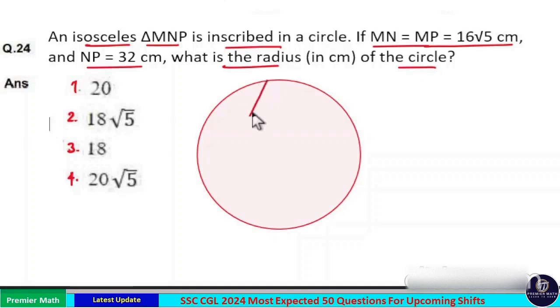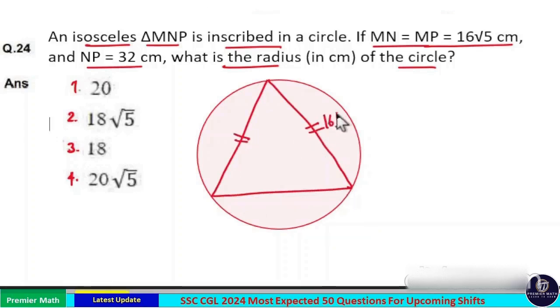And here, triangle MNP is an isosceles triangle which is inscribed in the circle. Isosceles means two sides have equal length. Now this is 16 root 5, this is 16 root 5 and this is triangle MNP. Now NP is equal to 32. Before that, this is the center of the circle.